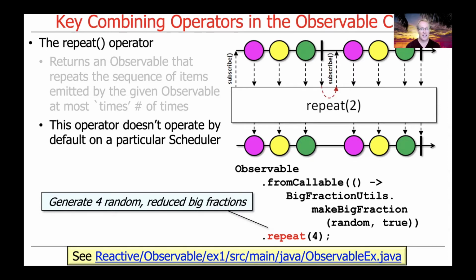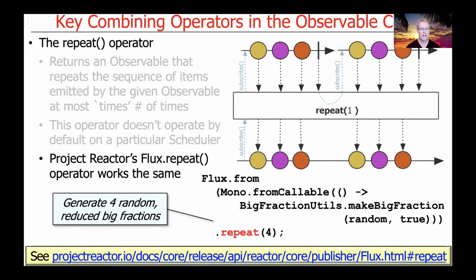As you can see in the example code snippet shown on this slide, which is something we'll look at in more detail in the case study at the end of this lesson, we use repeat to generate 4 random reduced big fractions. The way this works is we use the Observable fromCallable factory method operator to make a big fraction, and then we use repeat to repeat this creation, via calling the makeBigFraction random-generating factory method, 4 times. So we'll get 4 random reduced big fractions.